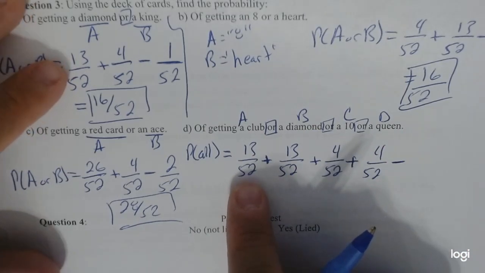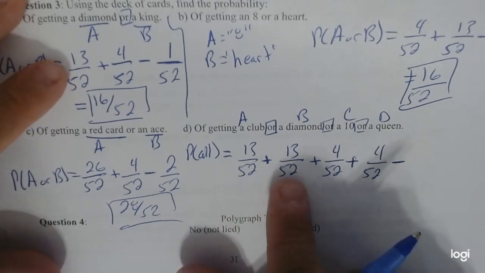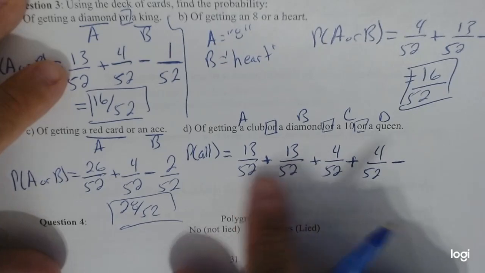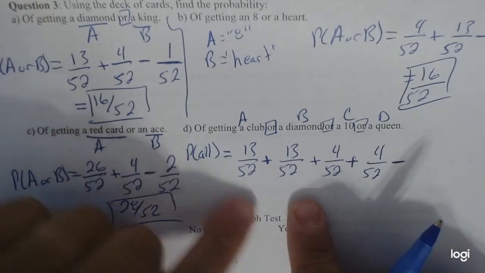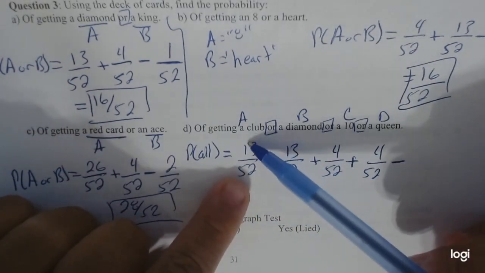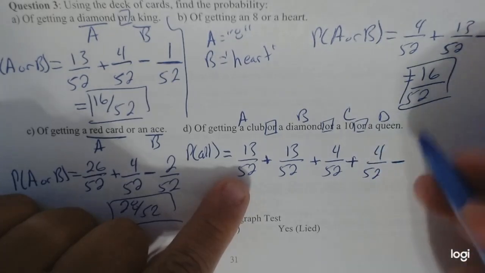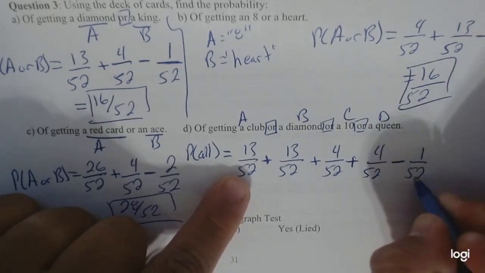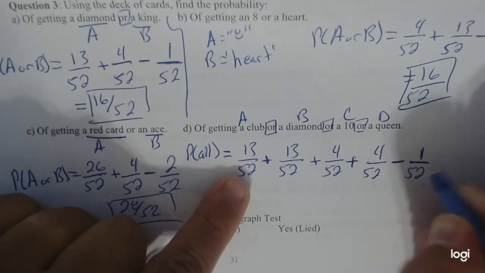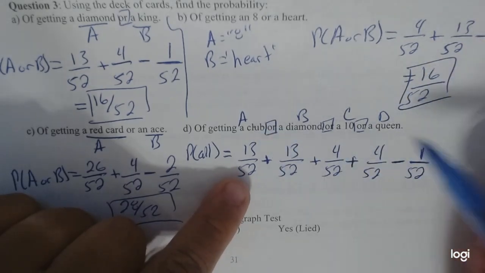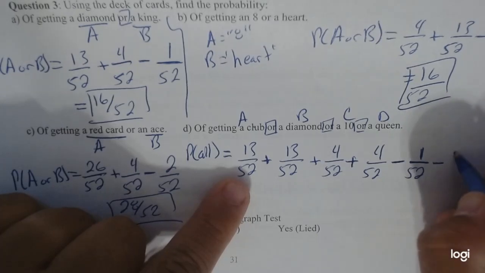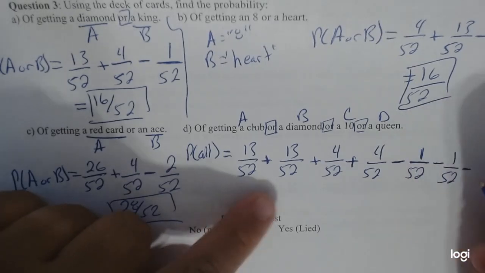Is there any way I can get a card that's a club and also a diamond? No, right? So we're good there. Okay, so let's move on. How many clubs are also tens? 1, right? 10 of clubs, okay? How many clubs are also queens? Also 1, right? Okay, now let's go on to here.